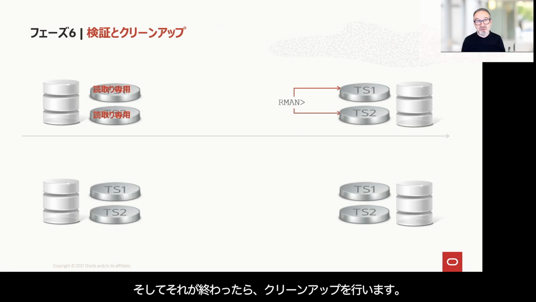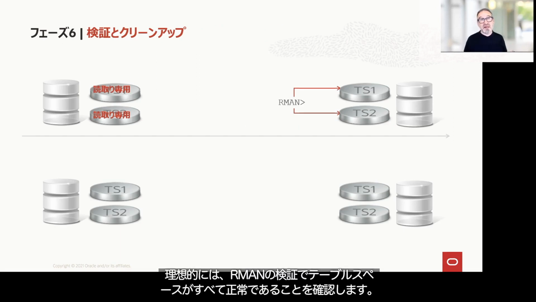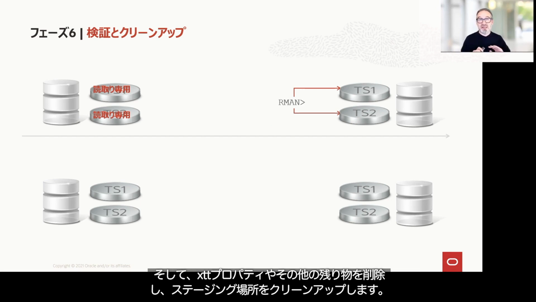And once I'm done with that, I clean up. So ideally, I verify with an RMAN validation that my table spaces are all good, everything is fine, and then I remove the XTD properties and whatever are the leftovers, clean out the staging location, and so on.